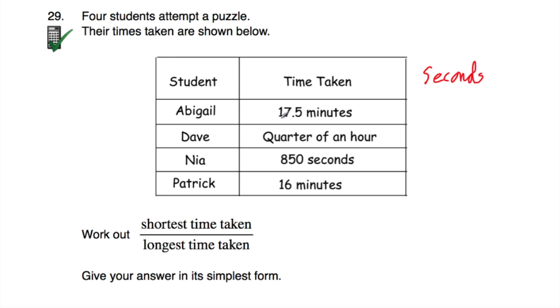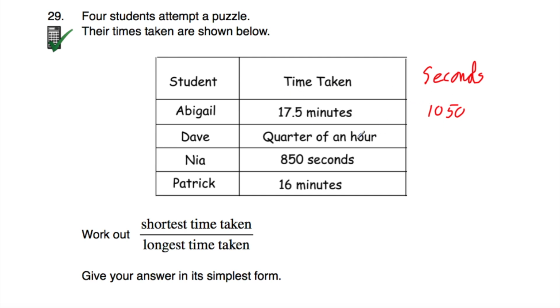So 17.5 minutes, well, to change from minutes into seconds, we times by 60, because there's 60 seconds in every minute. So if we do 17.5 times 60, that's equal to 1050 seconds. You could, if you wanted to, do 17 times 60 and then add on an extra 30 seconds, because half a minute is 30 seconds. But I would actually just take our 17.5 and times it by 60.